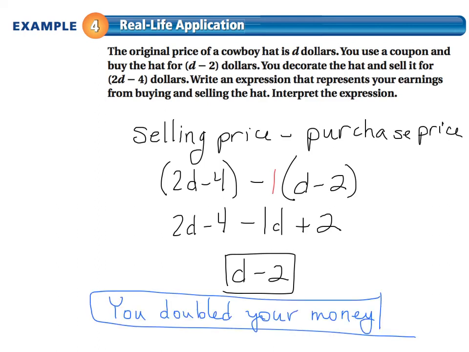Because let's say that this represented $10. You bought the hat for 10, and this means you made $10. Well, that means you sold it for twice as much as what you paid for it. So you doubled the money that you spent. That's how much you earned. So you sold it for $20. You bought it for 10. You made $10. Or you could say you bought it for $20. You made $20. That means you sold it for $40. You doubled your money.